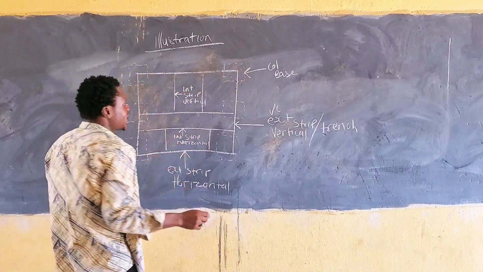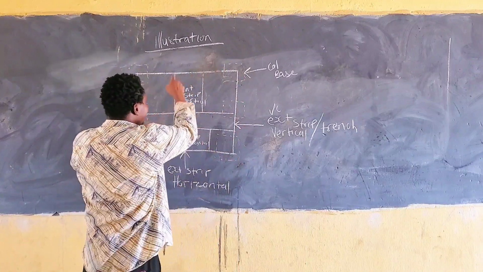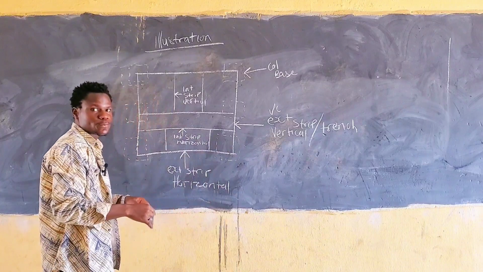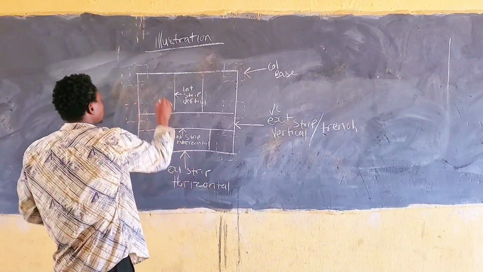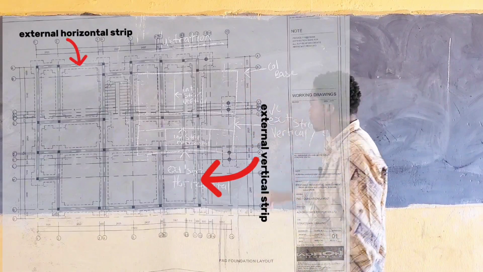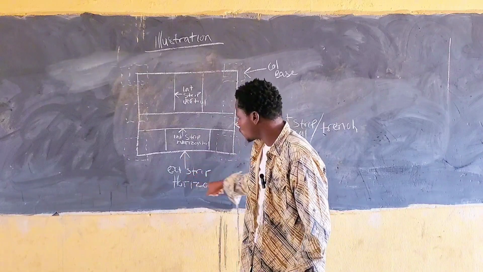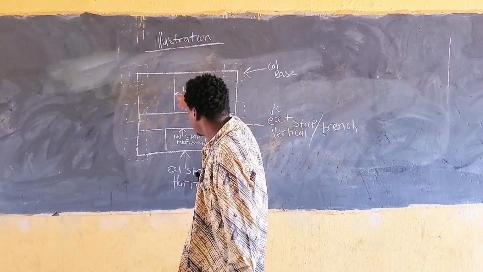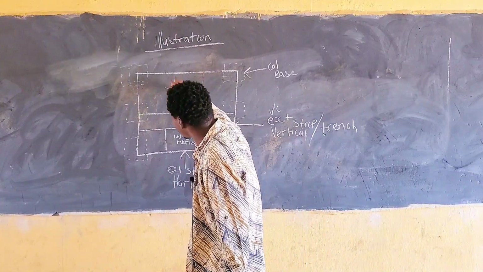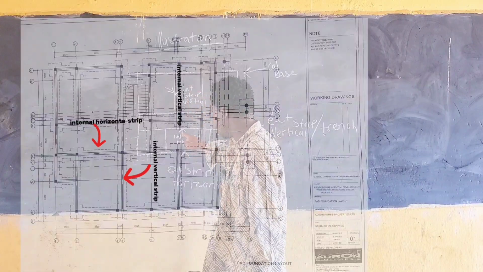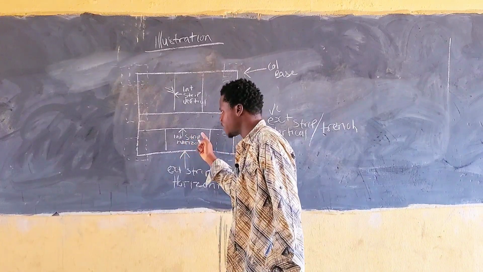So the first category is external and internal. Then that category is further divided into horizontal and vertical. So this now is a vertical external strip, while this and this are external horizontal strips. This is an internal strip, vertical internal strip. This is an internal strip, horizontal internal strip.